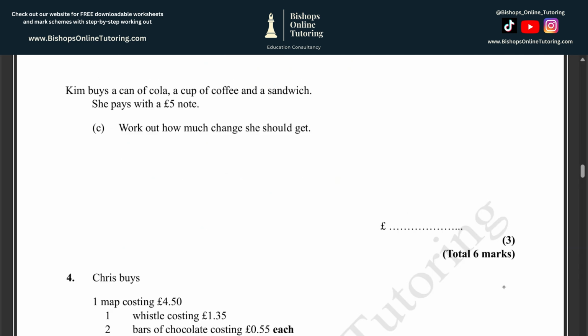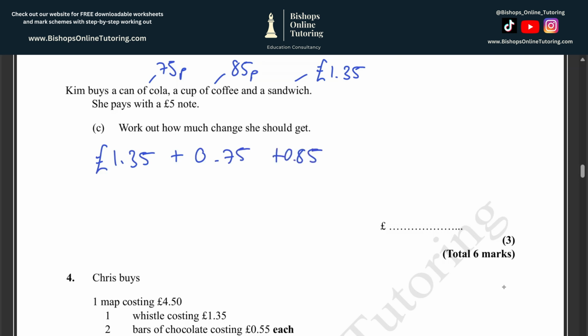Kim buys a can of cola, a cup of coffee, and a sandwich. She pays with a £5 note. Work out how much change she should get. So the can of cola is going to be 75p, the cup of coffee is going to be 85p, and the sandwich is going to be £1.35. So now we just do £1.35 plus 75p plus 85p, and that gives us £2.95.